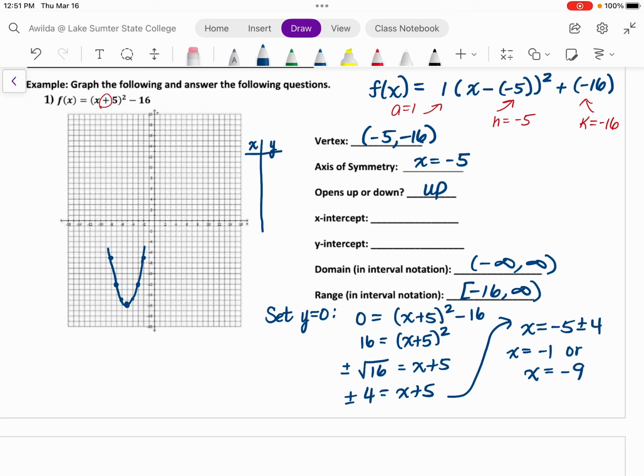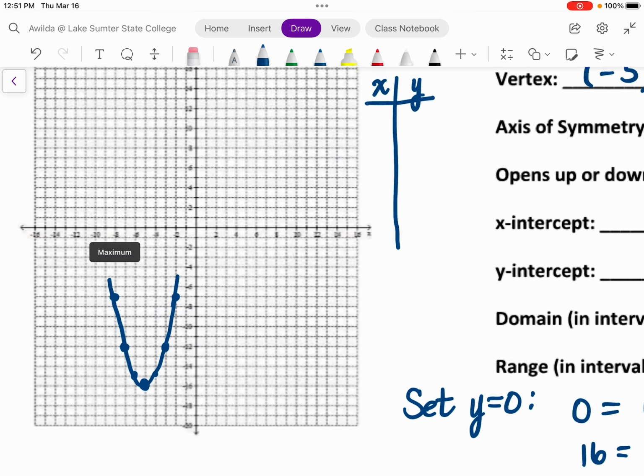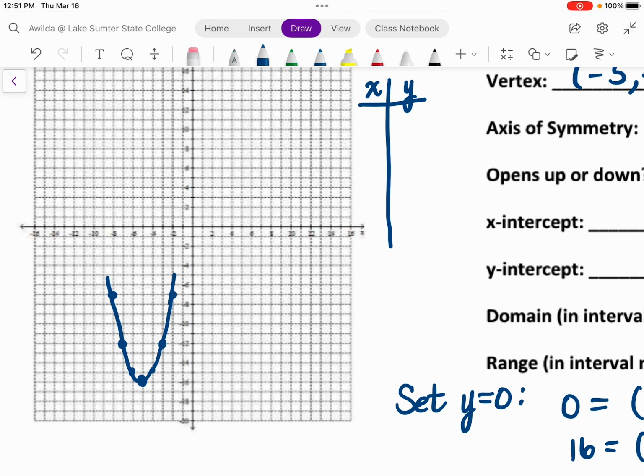Now that's going to be quite helpful because that gives me 2 additional points to add to the graph. So we have -9, 0, and we have -1, 0. Let's go back and add those here to the graph. -9, 0 will be right here, and -1, 0 will be right there. Good.